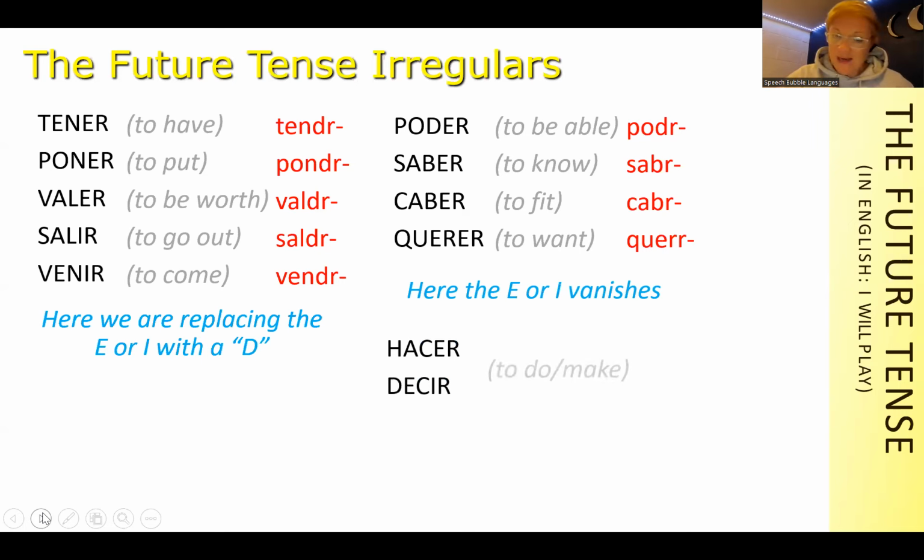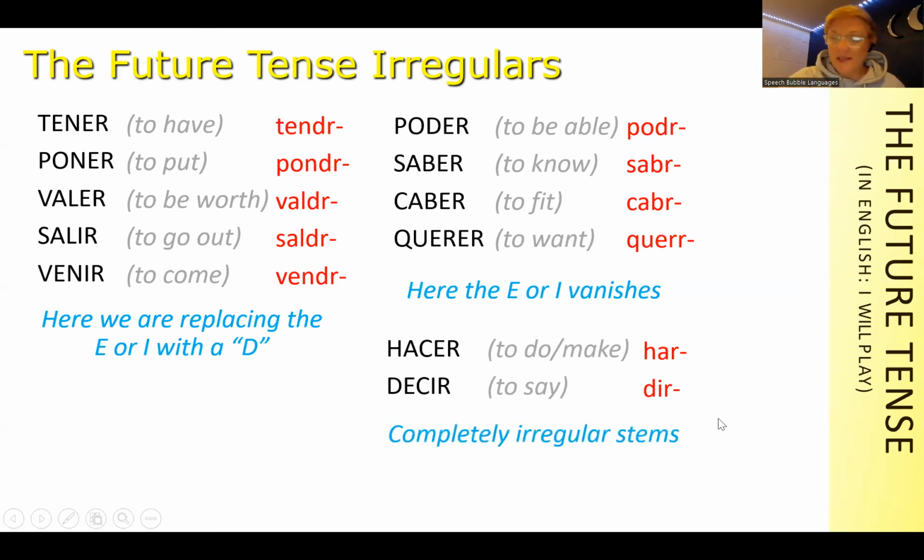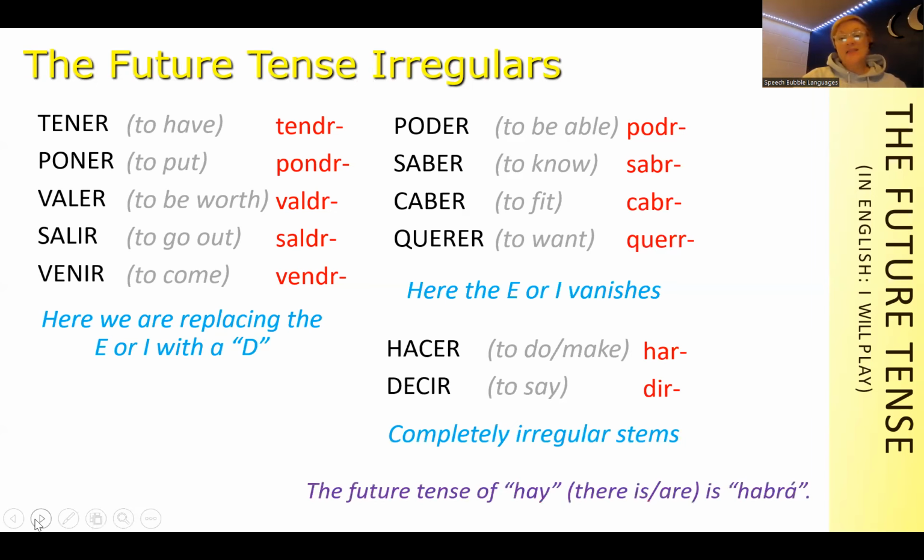Hacer and decir are also two other irregular verbs in the future tense in Spanish, with the stems looking like har and dir. There's only one final other little one, this one is completely irregular, and it's the future tense of the common word hay, meaning there is or there are. To say there will be, we say habrá.